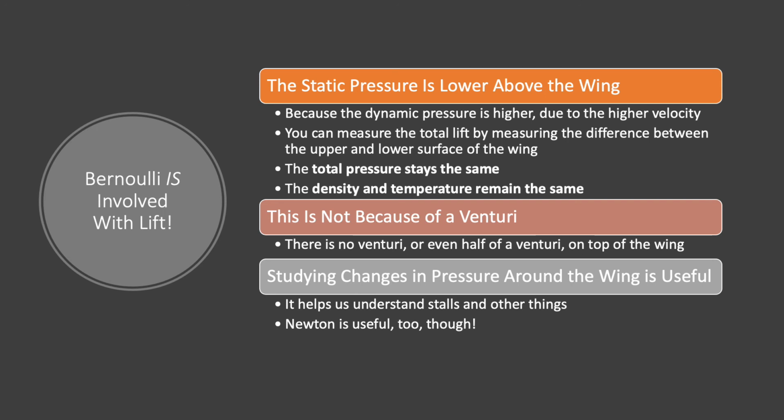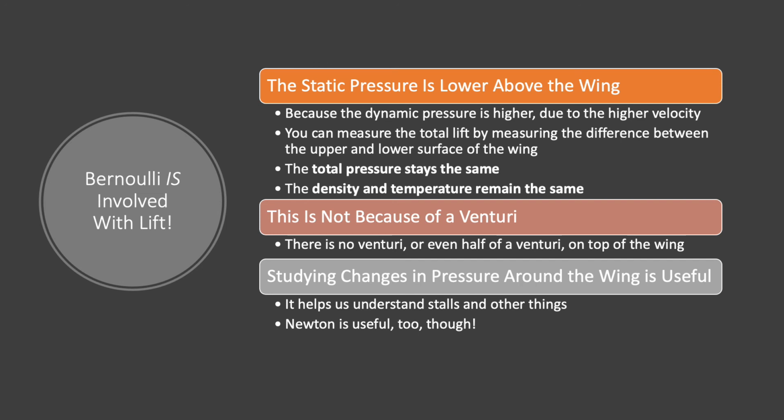In the Venturi theory of lift, that is incorrect because there is no Venturi on the top of the wing. It does not form one side of a Venturi. But, once again, Bernoulli is in play here. You can measure the total lift being produced by the wing by measuring the difference in static pressure between the upper surface and the lower surface. That will give you the total lift.